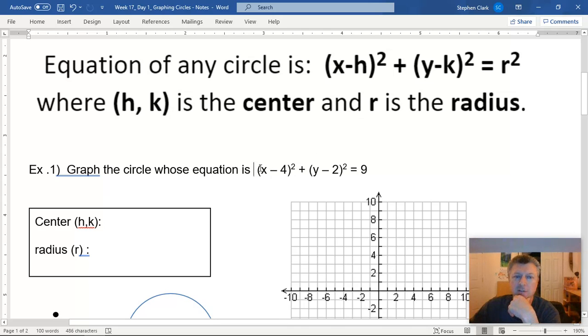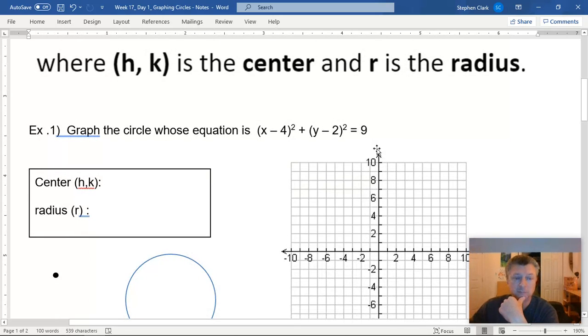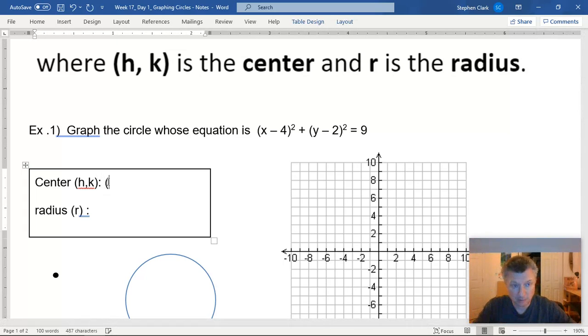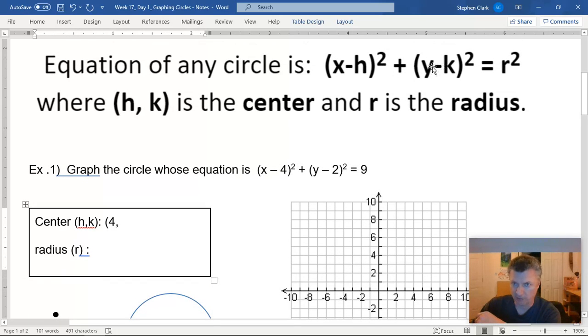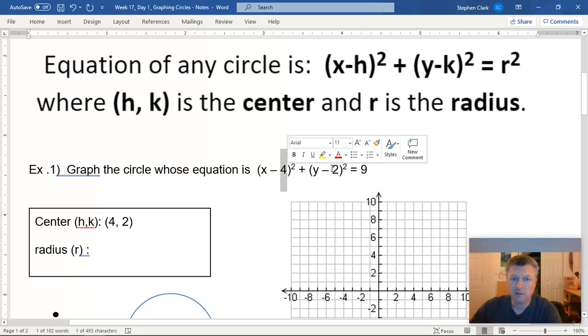So this first one is x minus 4, right? Now your h is not going to be negative 4, it's going to be positive 4. This is y minus 2, so the k is 2. That's positive 2. So again, these two numbers give you the center point. Now the radius at the end of this formula says r squared.